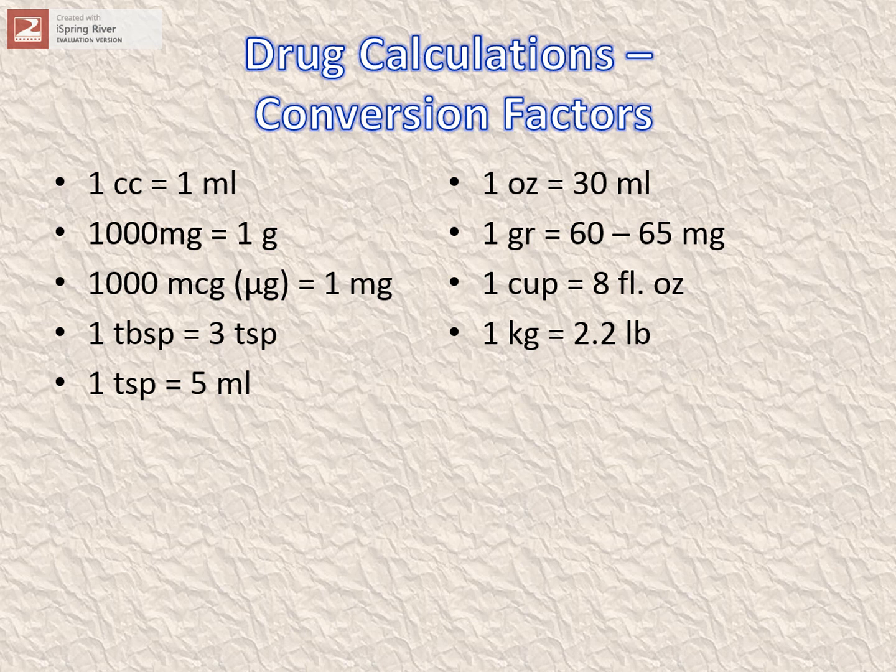The way you determine whether it's 60 or 65 is work the problem. If it comes out evenly, it's whichever one you chose. Okay? That's about as easy as I can tell you. Pick one, work the problem, see if it works. If it comes out nice and pretty and even, you pick the right one. If it doesn't, choose the other one, try it again. It should come out nice and pretty and even. 1 cup is 8 fluid ounces, and 1 kilogram is 2.2 pounds.